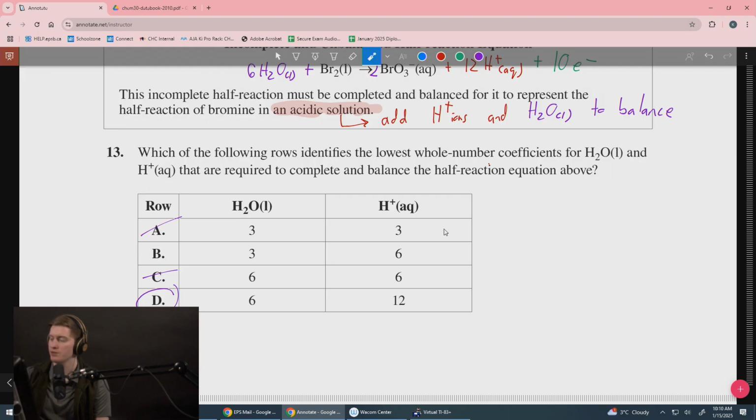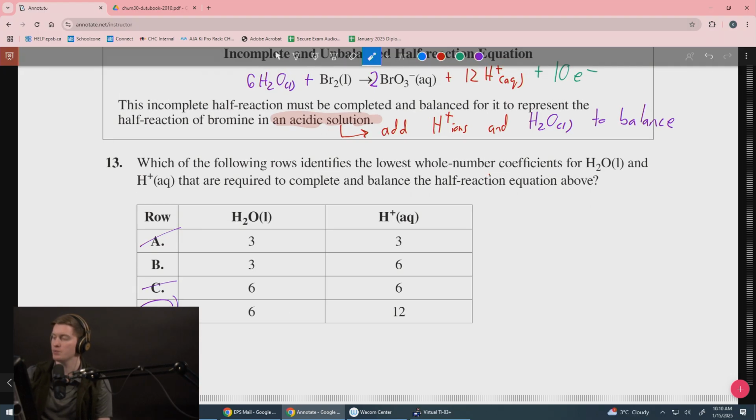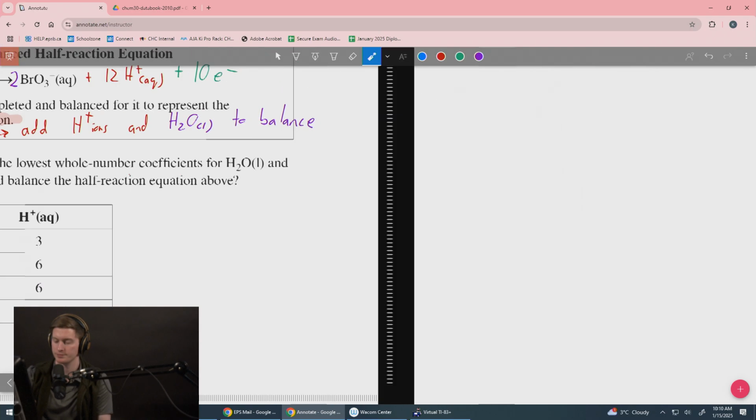The next thing that we can look at here, if you were to look at these coefficients, really D is just double B. And the reason why you might end up with B is if you forgot that there's going to be 2 bromate ions because there's 2 bromines inside of this molecule, then you would end up with B. That's why we have to balance our bromines first.